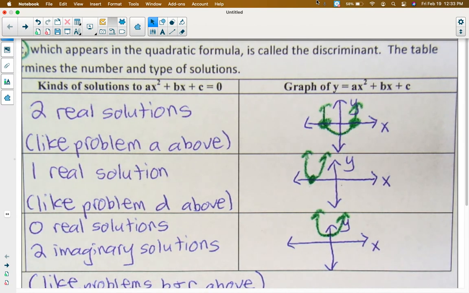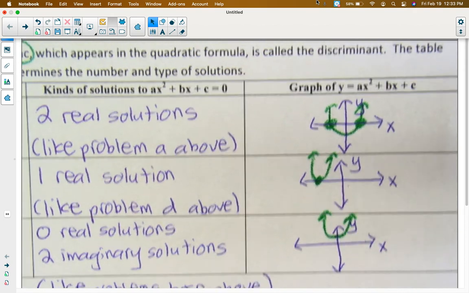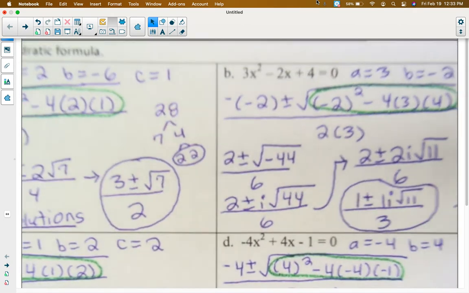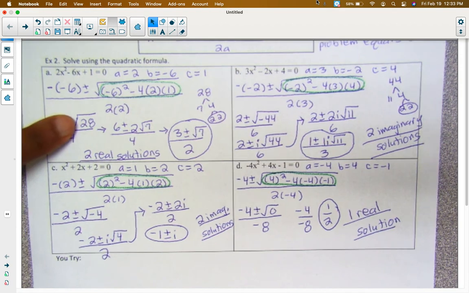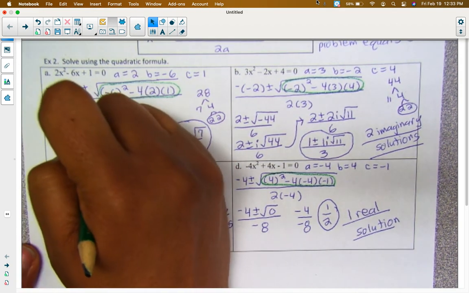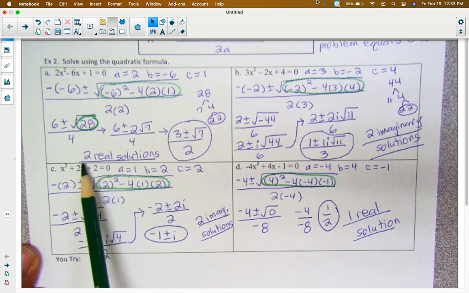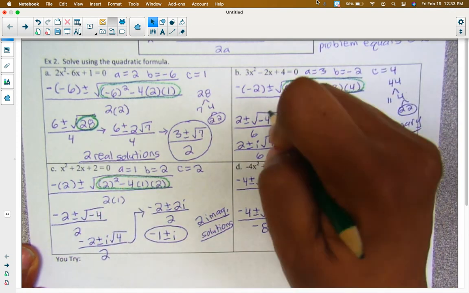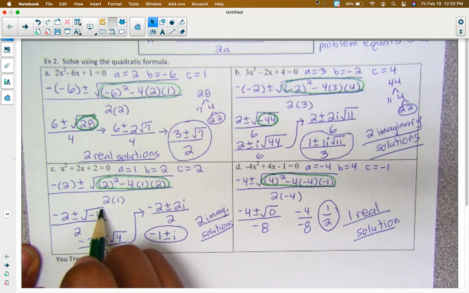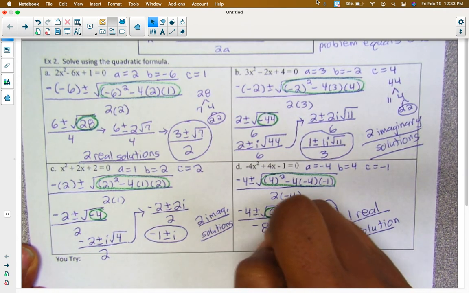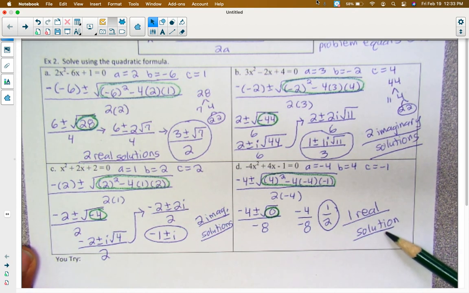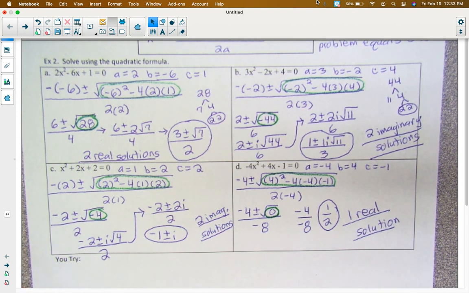So up at the top of our paper, when we went through and did the discriminant, it told us automatically how many solutions we were going to have. This number is bigger than 0. 28 is bigger than 0. So that means we were going to have 2 real solutions. Negative 44 and negative 4 are less than 0. So that's why we had 2 imaginary solutions. And the last case, what if it equals 0? If it equals 0, it tells us that we have 1 solution. So the discriminant tells us the type and how many solutions that we have.